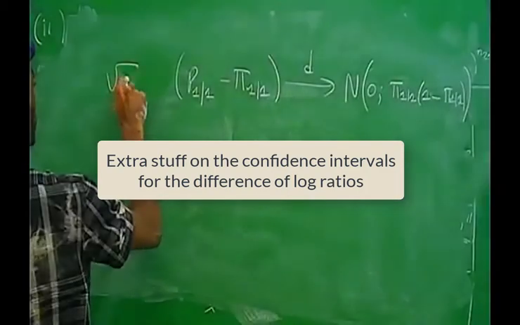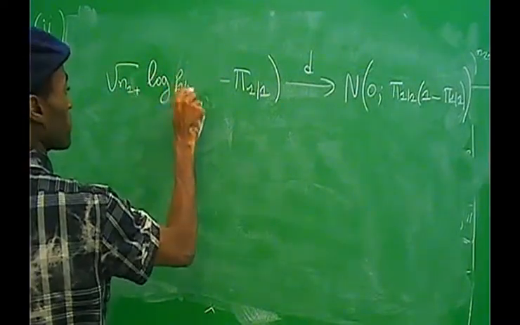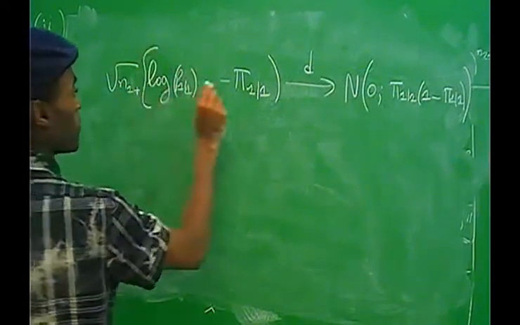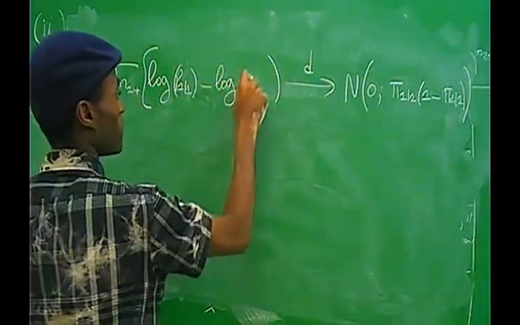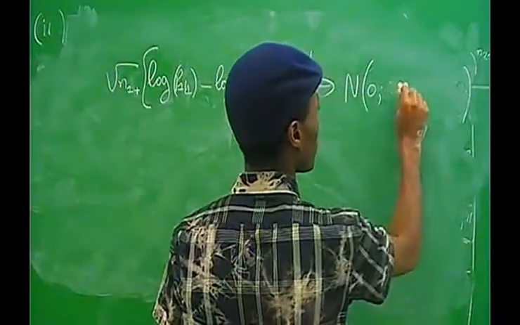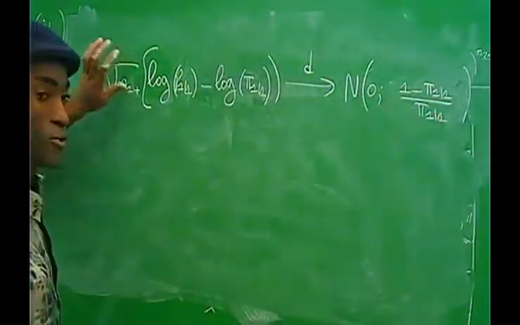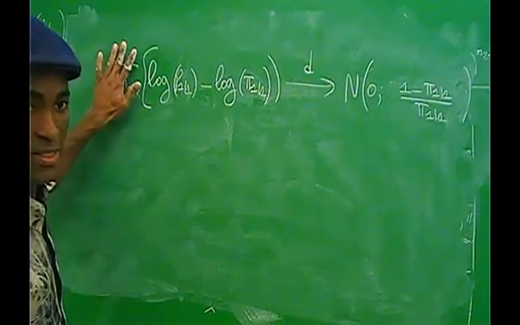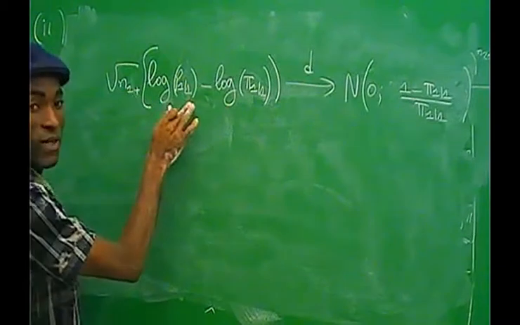This is square root of n1 plus, log, minus, 1 minus pi I given what? Pi 1 given 1. Ah, this is our troublemaker. We need to get rid of this, and we'll get. If you want to get this, you have to find the expected value and the variance.